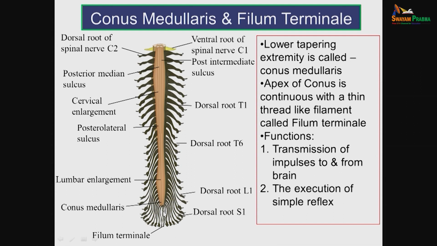From this picture you can make out that from the apex of the conus medullaris, a thin filamentous structure is extending, which is nothing but made up of pia mater. This thin filamentous structure is called the filum terminale. We will discuss details of the filum terminale in the later slides. The functions of the spinal cord are: one, transmission of impulses to and from the brain, and also for execution of simple reflexes.